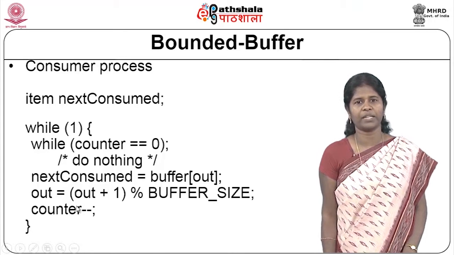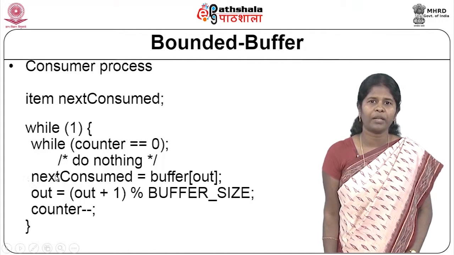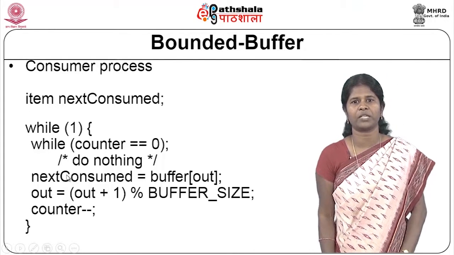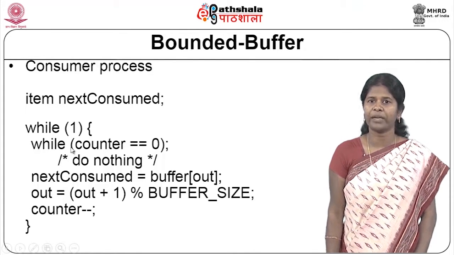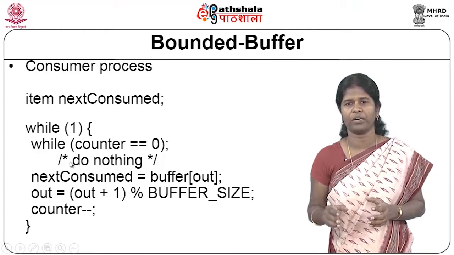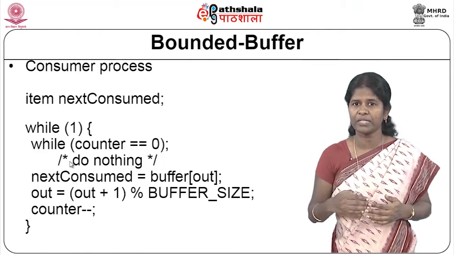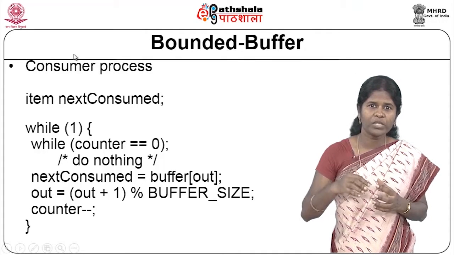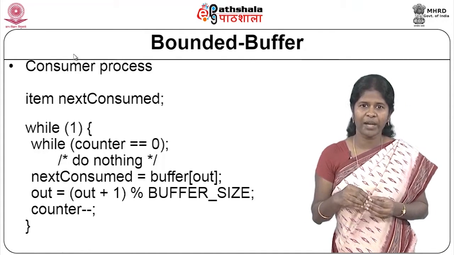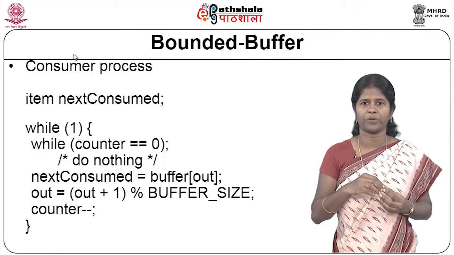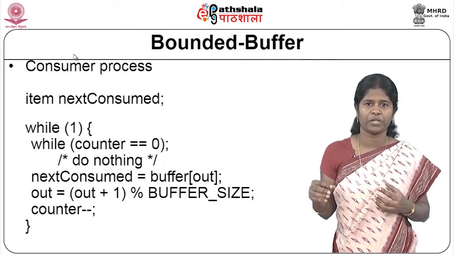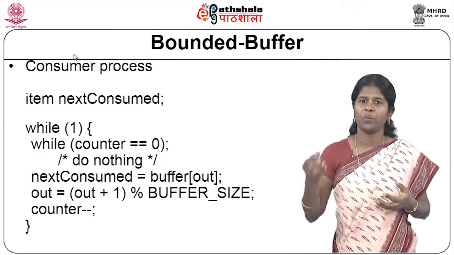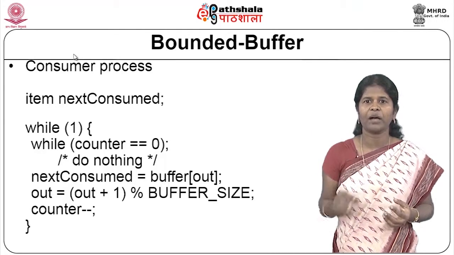Now, here you can see that this counter variable is being accessed by both the producer as well as the consumer. The producer increments the value of counter and the consumer decrements the value of the counter variable. And so, now this counter variable is a shared variable between the producer process and the consumer process. The producer and the consumer are cooperating processes which share this common variable counter.